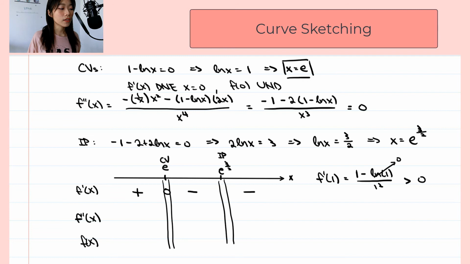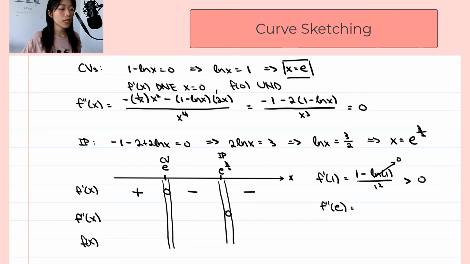Now let's look at the second derivative. The second derivative equals 0 when x equals e to the power of 3 over 2. So we need to find the sign of the second derivative when x is smaller than e to the power of 3 over 2 and when x is greater than e to the power of 3 over 2. Again, we can substitute any number within each interval to find the sign. For example, I can substitute x equals e.